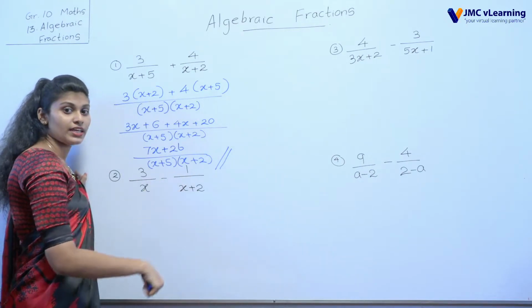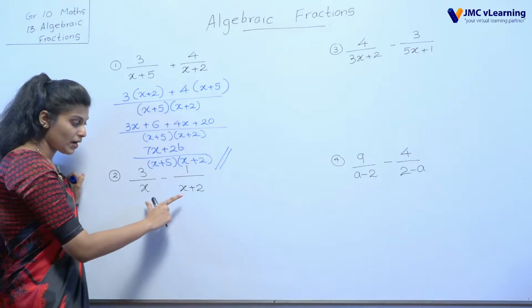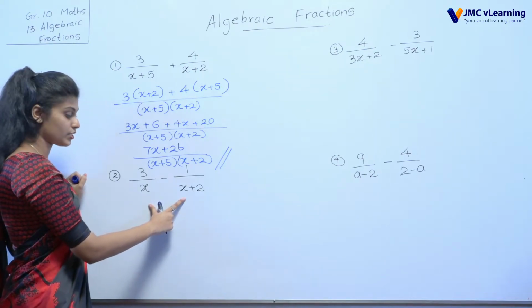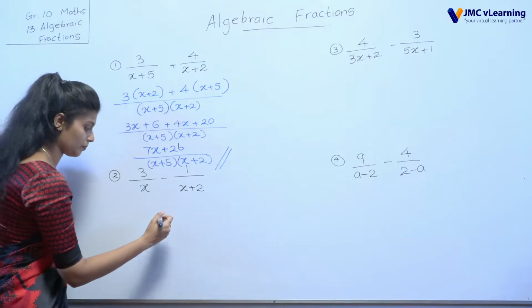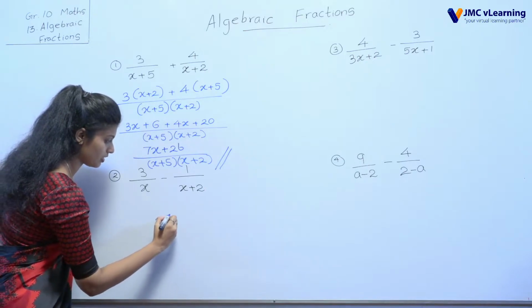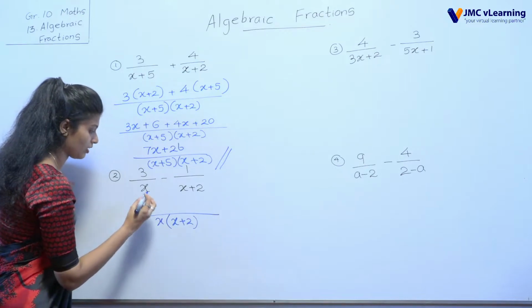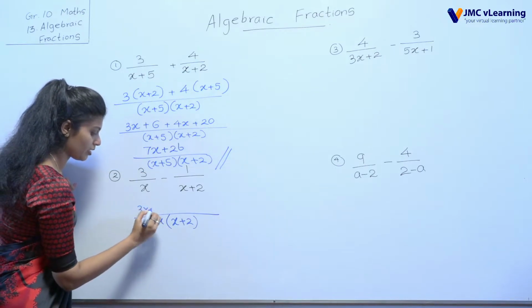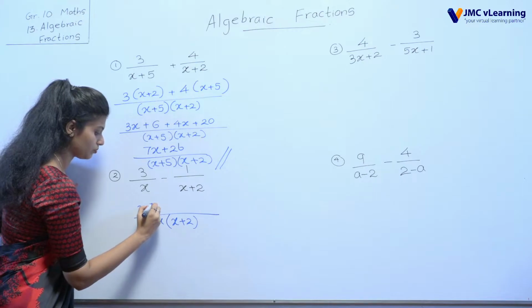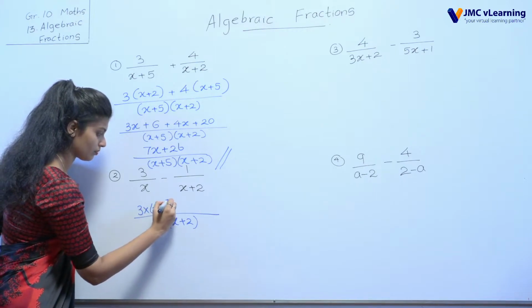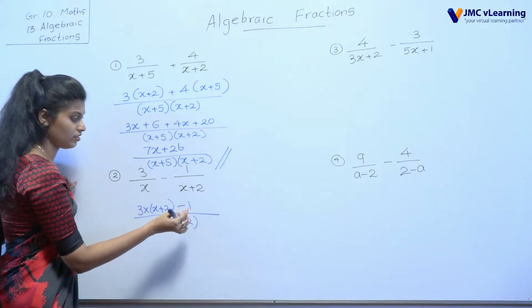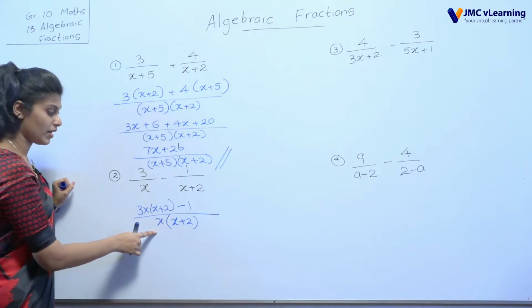Then how can you take the common denominator? By multiplying these two denominators, you can take the common denominator: x into x plus 2. Here, 3 you have to multiply by x plus 2. Here, minus 1, this part you have to multiply by x.